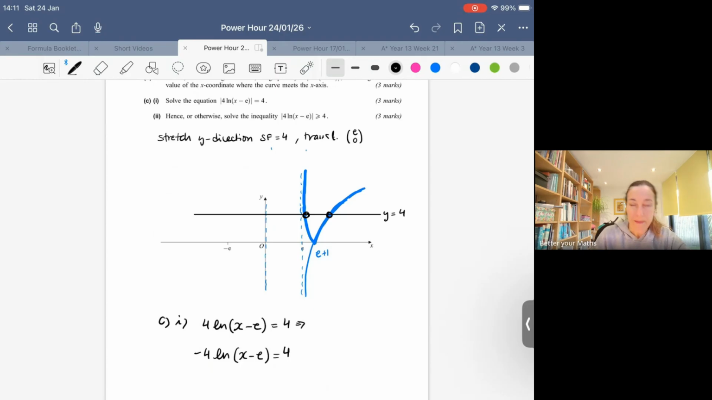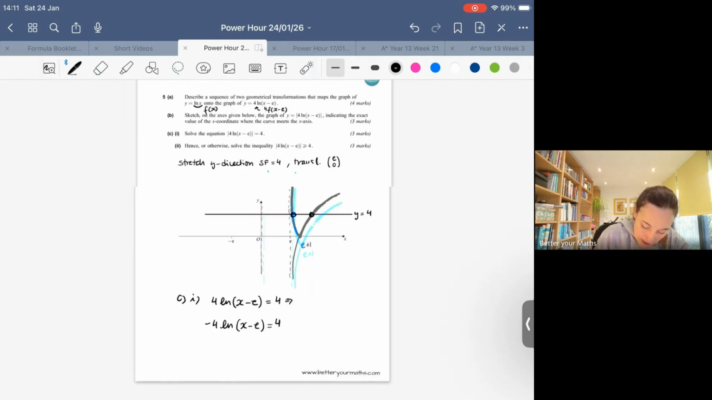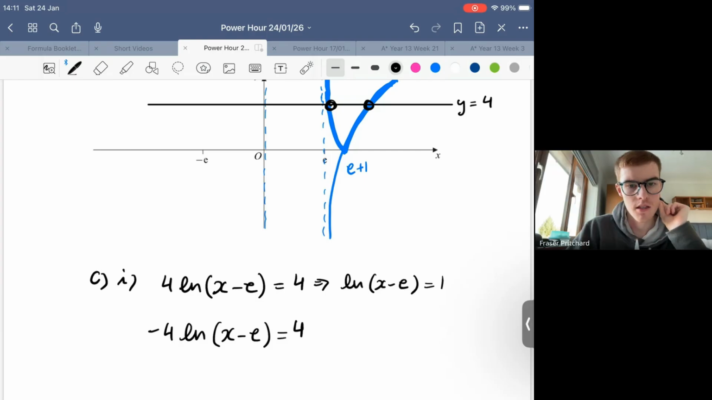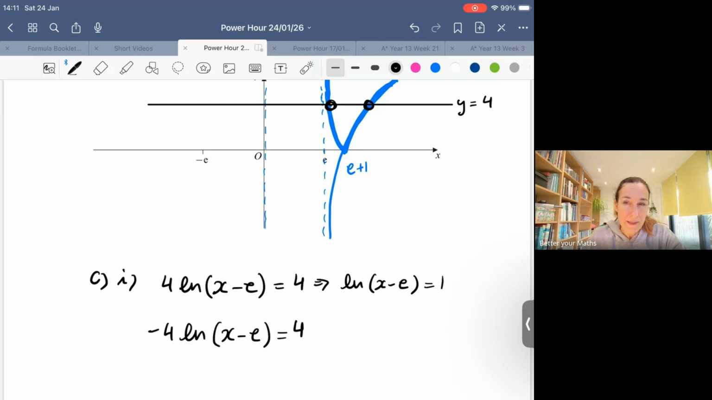So can you help me? Who can help me to solve this? Fraser, could you help me, please? So I'm going to solve the first one. Divide through by 4, and then e to the 1 is x minus e. Exactly. So if you think of taking exponentials, x minus e is going to be e to the 1, which is e. Add e to both sides. Exactly. So x is going to be 2e. This is one of my solutions.